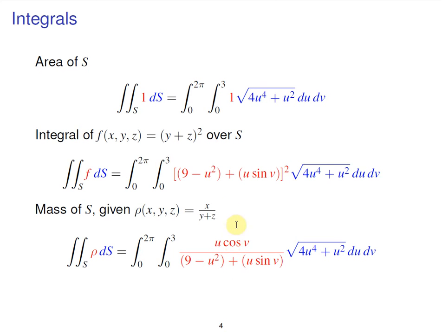I just wish to highlight in red that all you're doing is really integrating a different function, whether that's 1 or the given function f or some other given function rho over the surface, and the dS in all cases turns into what you see in blue over here. That was the norm of the cross product of r_u and r_v and a dA afterwards.